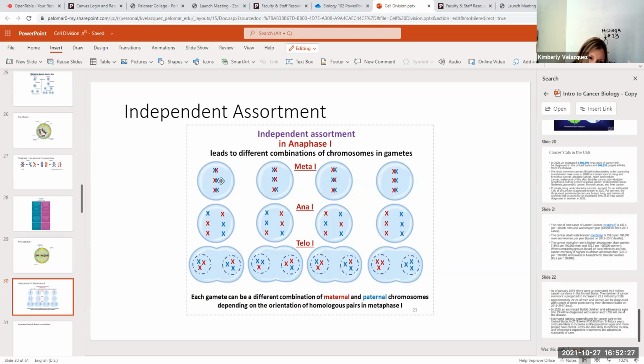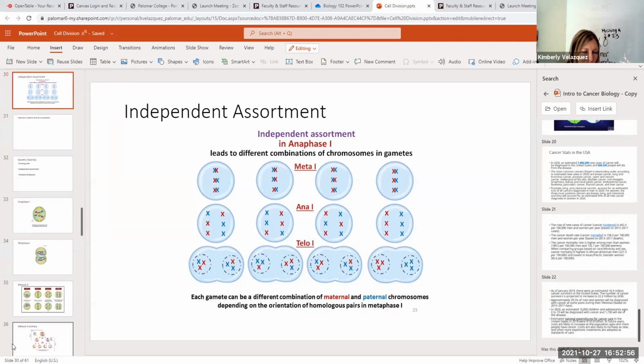So you can see here, it's just one pair, this one in the middle. Right here, it's red on the left and blue on the right. And here it's reversed. And you're going to end up with different outcomes based on that. So the 2 ways that genetic diversity occurs in the gametes: crossing over during prophase 1 and independent assortment during metaphase 1, random alignment on that metaphase plate.